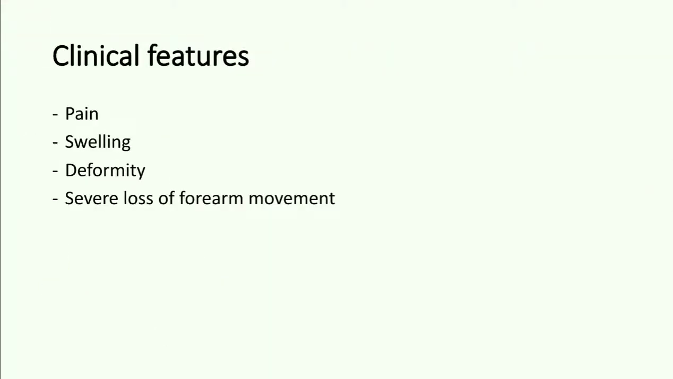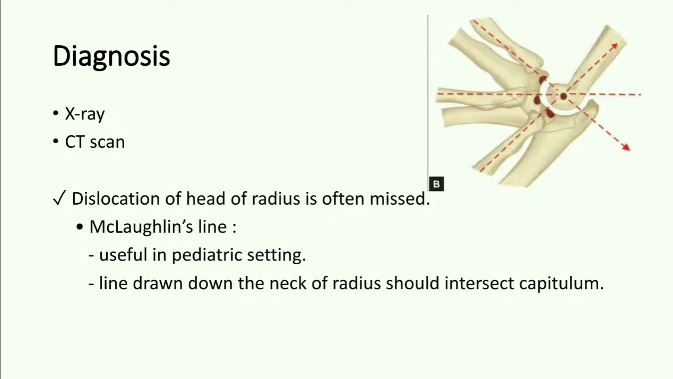Clinical features presented are pain, swelling, deformity, severe loss of forearm movement. It can be diagnosed by X-ray, CT scan, but dislocation of head of radius is often missed. So to avoid missing, diagnosis of dislocation of head of radius is done by McLaughlin line. It is a straight line drawn along the center of the shaft of radius, which intersects with the capitulum.